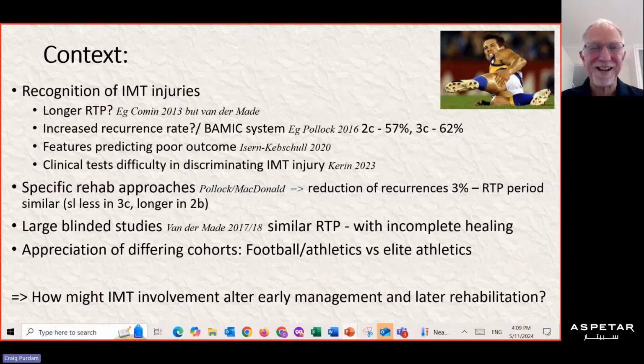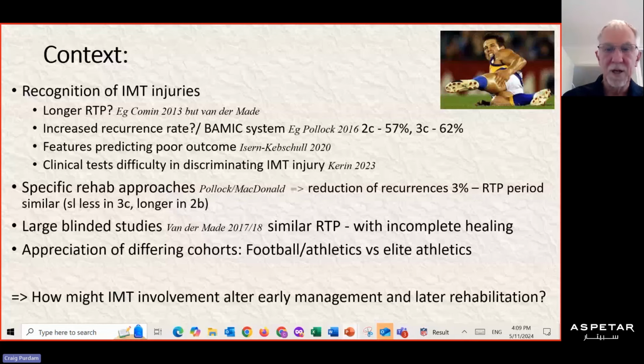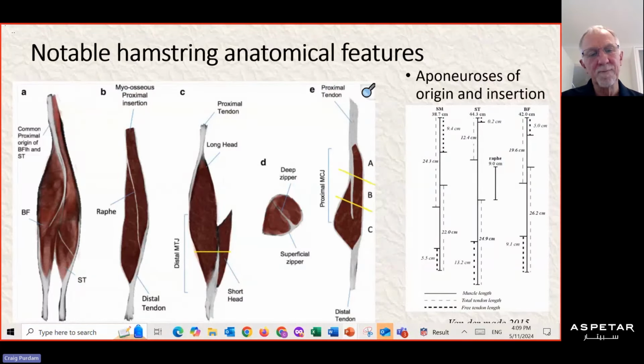So I was trying to work out exactly where I'm going to play this, but effectively being asked, well, how might the presence of intramuscular tendon involvement alter our early management of lesions? So to start off with, we need to appreciate these structures in the anatomy of the hamstring. This is a great anatomical slide, again from Jaime Isen-Kebschel.